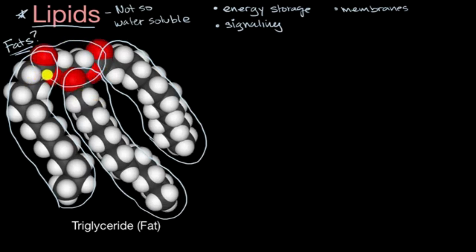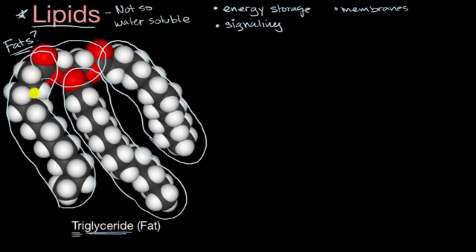And don't worry too much about the words here. You'll study them more when you get to an organic chemistry class. But that's where this word triglyceride comes from. Tri for your three fatty acids and glyceride from glycerol. And triglyceride is in fact another word for fat.